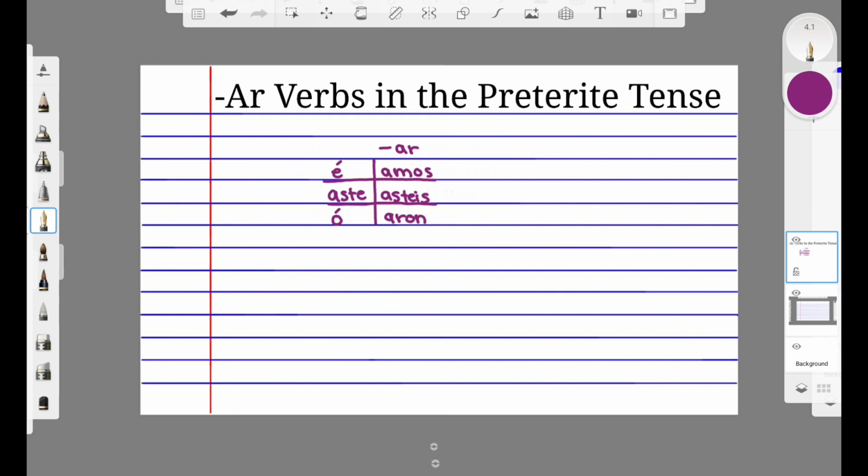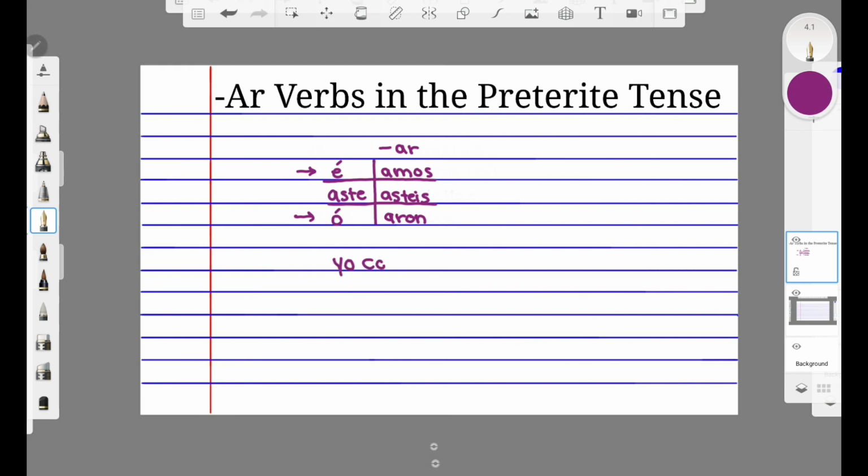So if you notice, though, that sometimes you can see the E ending in present, and you definitely see the O ending. It's for the yo form. So how do you distinguish? Well, you probably noticed that in the preterite tense, we have accents. And these are very important to use because then we won't be able to distinguish the preterite from the present tense.